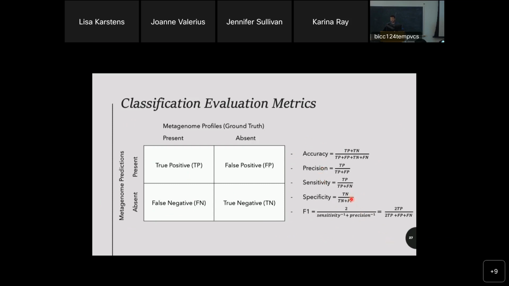Specificity, on the other hand, is the ratio of true negatives to actual negatives, and this is the true negative rate. And this is most relevant when concerned with accuracy of the negative rate, and there is a high cost for a positive outcome. And finally, F1 score is the harmonic mean of precision and sensitivity, and it takes both false positives and false negatives into account.